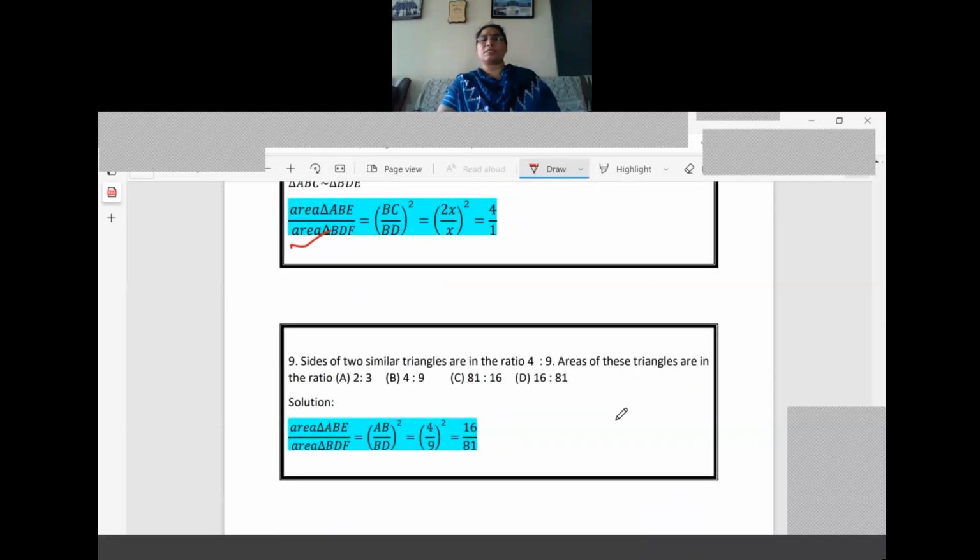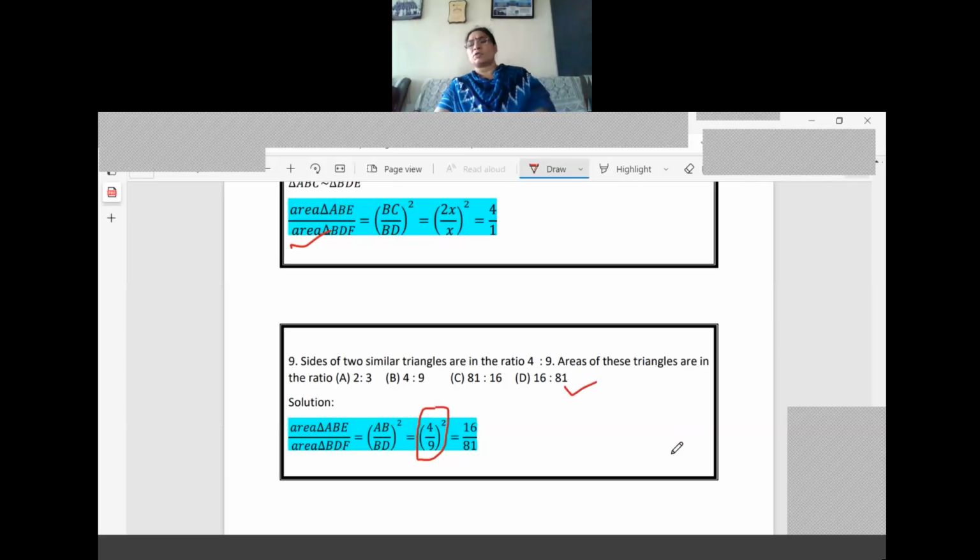I think one more question is there. Sides of two similar triangles are in the ratio 4 is to 9. What is the ratio of the areas of these triangles? So the ratio of sides is 4 by 9. When it is area, it is the square only. So 4 by 9 whole square is equal to 16 by 81. So the answer is D only.